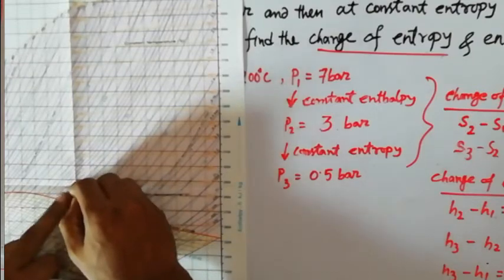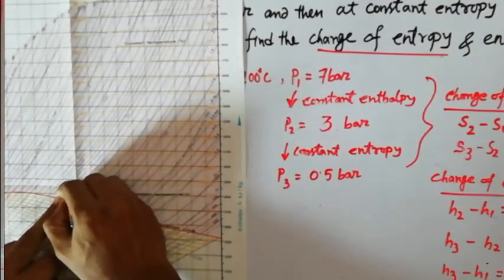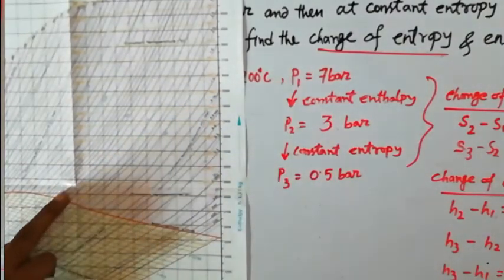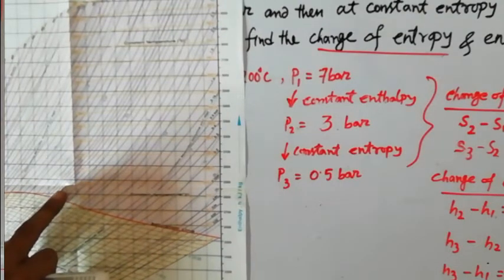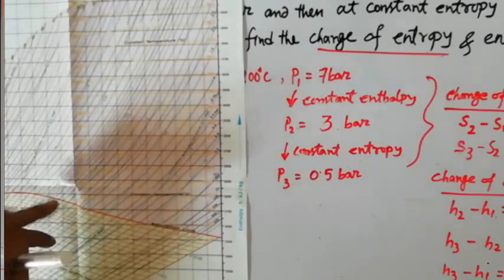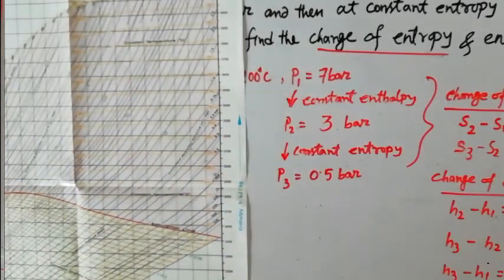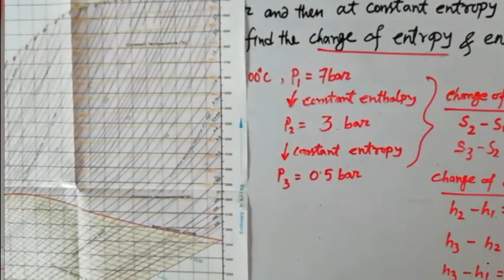So 7 bar, 200 degrees, this will be the intersecting point over here. Also, you have to find the intersecting point very carefully. There is a very high chance to miss it, because lots of lines are lying there.